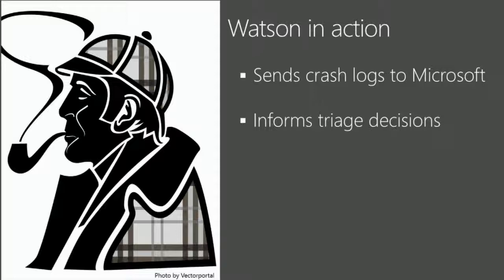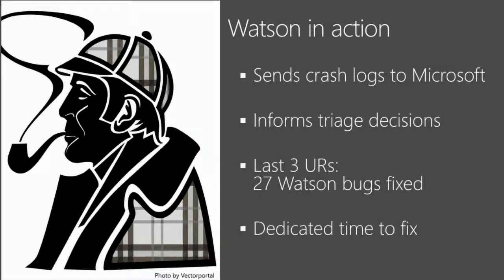We've also had instances where customers have called CSS and sent logs to them, and then they've sent them to the engineering team, and we look at it and we can say, yep, we recognize this particular bug. It's already fixed in the next UR. So these are things that we use pretty regularly. The other thing that's important here is we now dedicate time in URs to fix each of these. So we'll pull off sort of the top several Watson crash bugs pretty much every UR. And you can see for the last 3 URs, we've actually fixed 27 of these things.